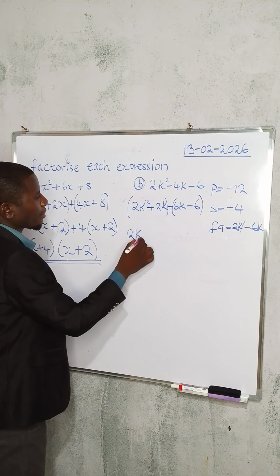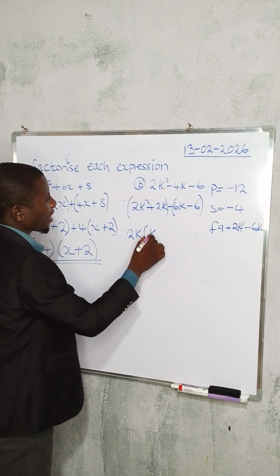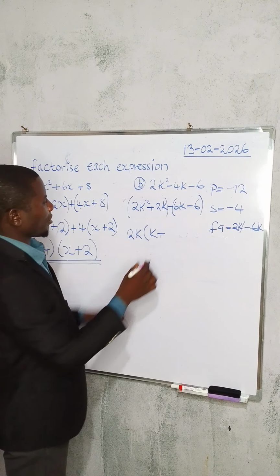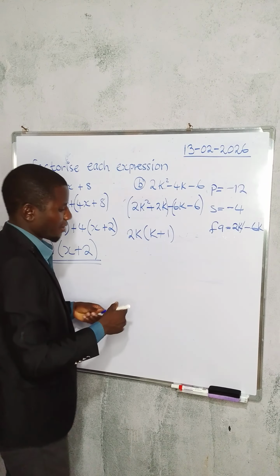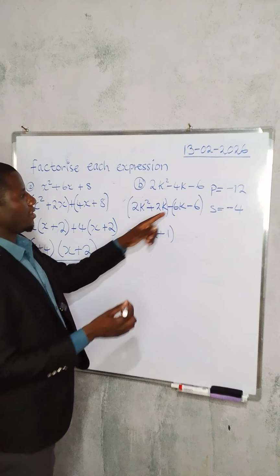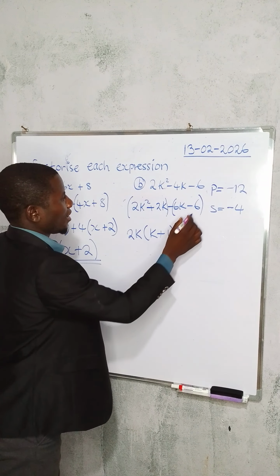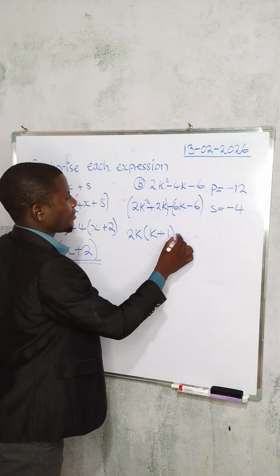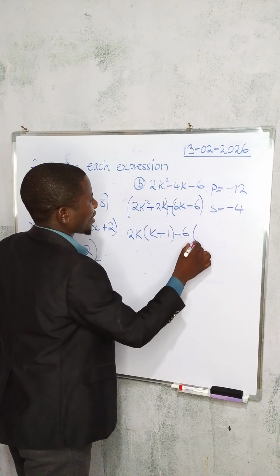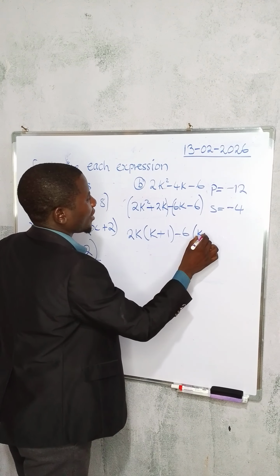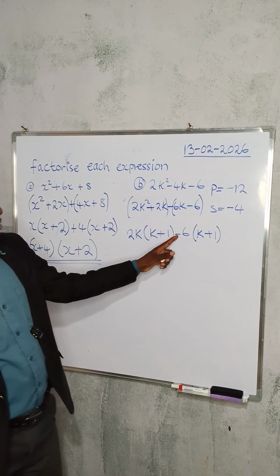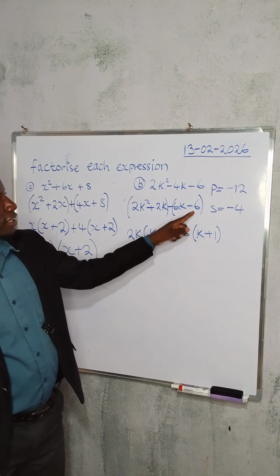So this is going to give us 2k. Here we are going to remain with k, then plus 1. Then this side, what is the common factor there? Our common factor is 6. Inside the bracket you remain with k, and then there we are going to have a plus 1, so that when we say negative times positive, it gives us that negative which is there.